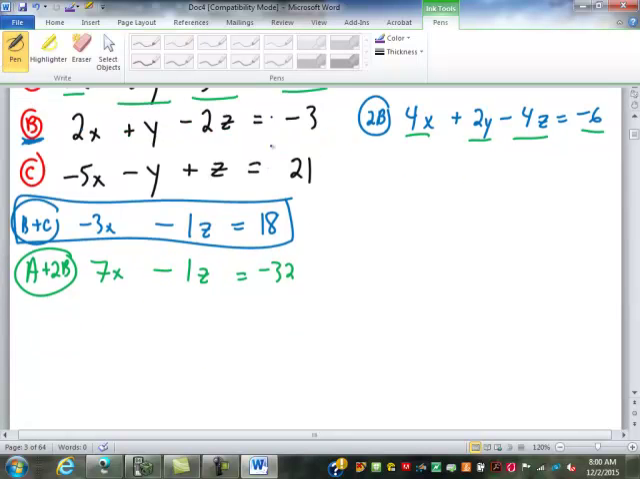So what I'm going to do is multiply that top equation by negative 1. Why am I going to do that? It's going to give me a positive 1z. You got it. So that's going to become positive 3x, positive 1z, negative 18.